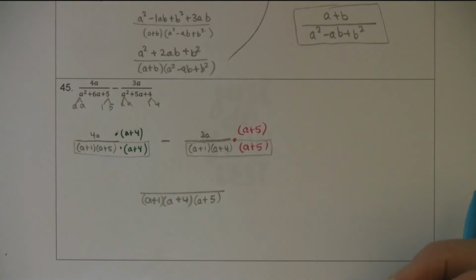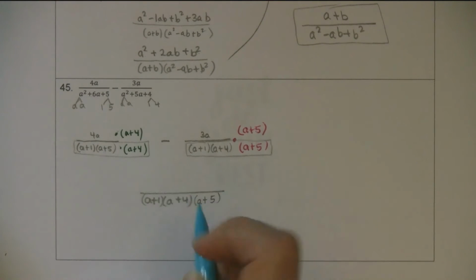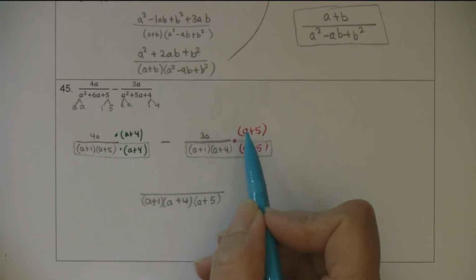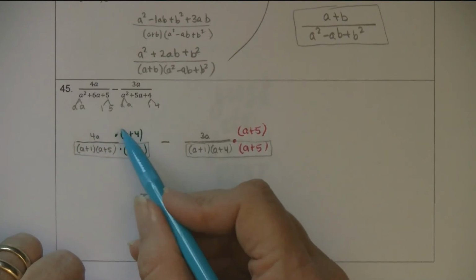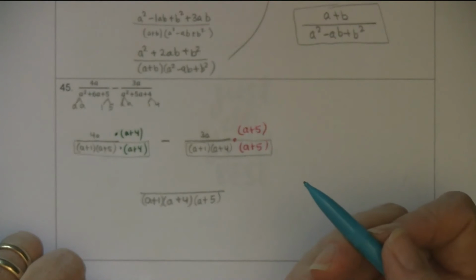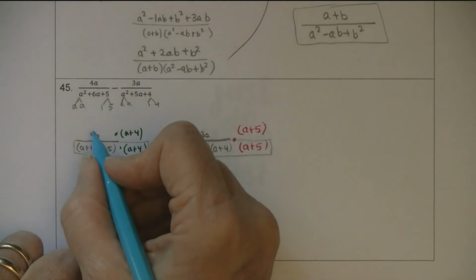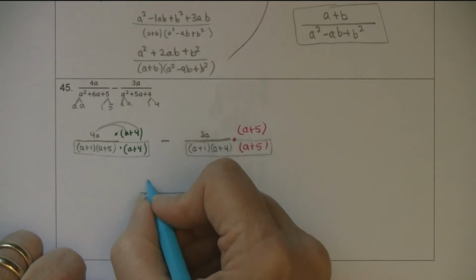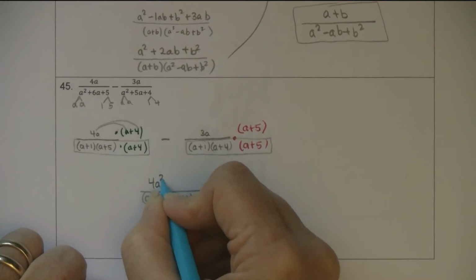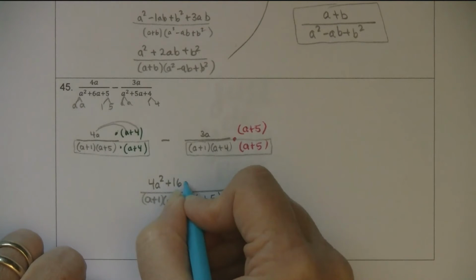Order doesn't matter. And so when I go to try to subtract these numerators, you have to multiply so that you can subtract the like terms. So I have to multiply here, and this would be 4a squared plus 16a, right?